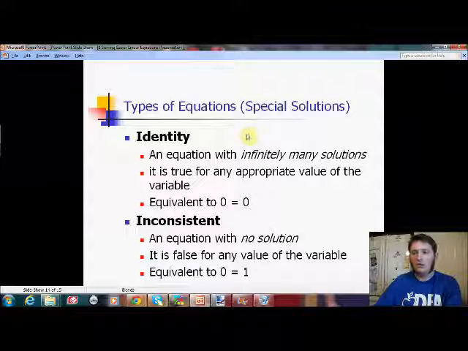Before we get started, we're going to look at equations that are a little harder because they maybe don't have a solution or they don't have an exact solution. There are a couple of vocabulary words I want you to be aware of. An identity is an equation with infinitely many solutions, or it's always true. It would be equivalent to 0 equals 0 or 1 equals 1, something that's always true. An inconsistent equation, on the other hand, has no solution and it's always false. It would be equivalent to 0 equals 1, since that's never true.